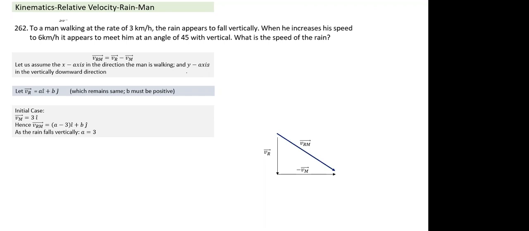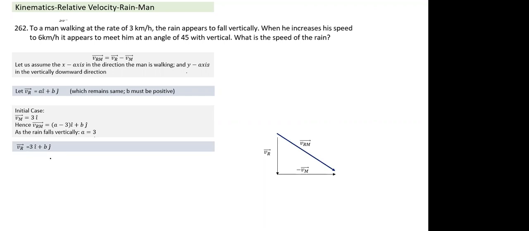As the rain falls vertically, what is given here? VRM is vertical. It means the i component is 0. That's what vertical means. Hence, this first part of the sentence tells you the horizontal component of rain velocity is equal to 3. This is an important point, easy to understand. If the person walks with the same horizontal velocity as the horizontal component of the rain and in the same direction, it will appear to fall vertically to him. Okay. So we have understood now.